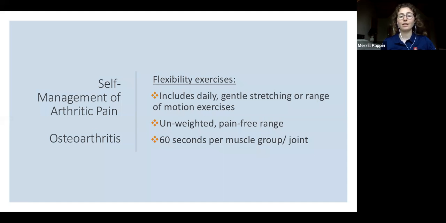So we can divide it into 3 types of exercise, the first being flexibility exercises. So this would include doing gentle stretching or just range of motion exercise, so moving your joint throughout the normal range of motion that you can. They should be pain-free and it should be unweighted, and you can do them daily. If you're doing stretches, we recommend doing them for about 60 seconds per muscle group. So whether that be your quads, your hamstrings, or your shoulders, 60 seconds per group.